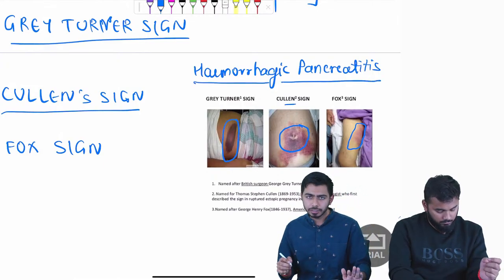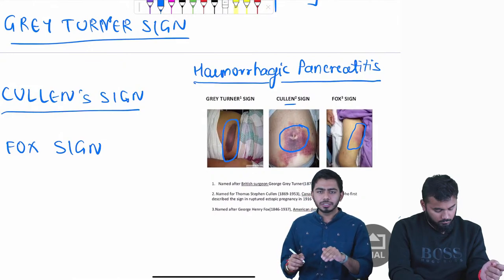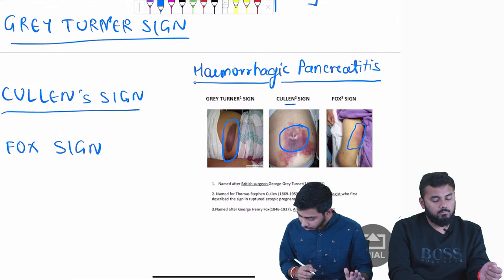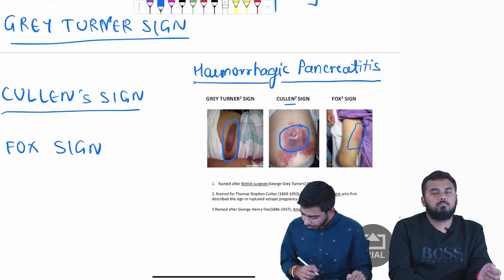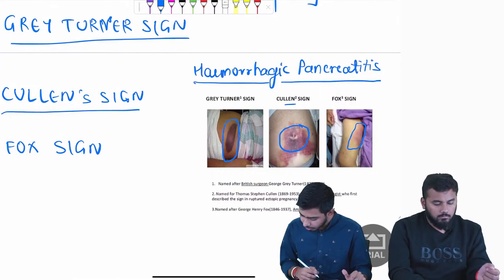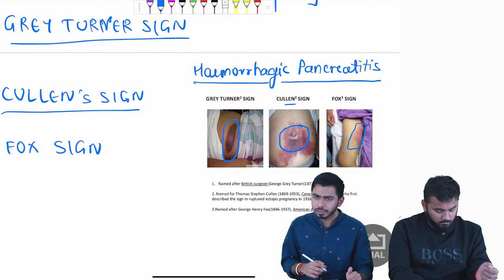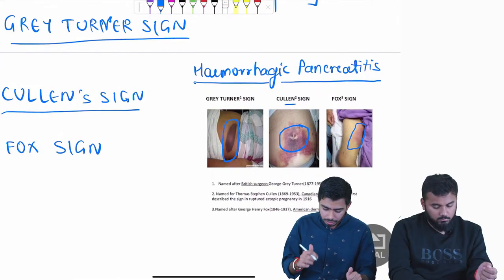If you are not seeing these signs in your patient, that doesn't mean that you have ruled out the pancreatitis, right? It's just that this is not the hemorrhagic pancreatitis. However, it could be the acute pancreatitis, right? Very nice. Ecchymosis, periumbilical region. Okay. Cullen sign will be positive. Yes, you will see the Cullen sign in the acute pancreatitis. With that, Grey Turner sign and the Fox sign can also be seen.